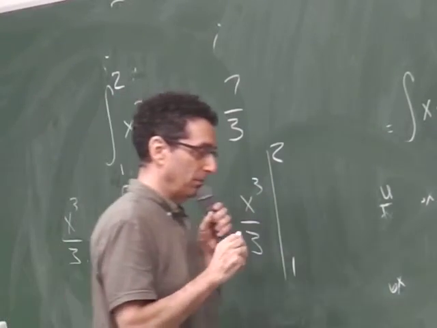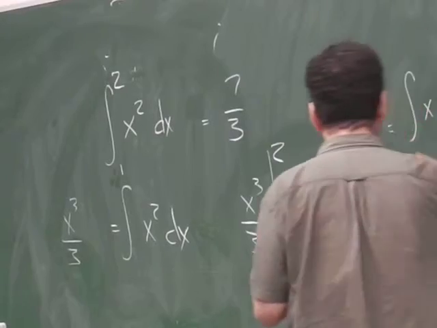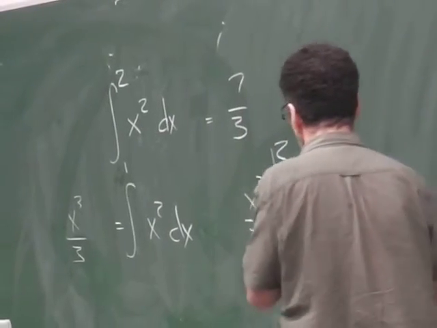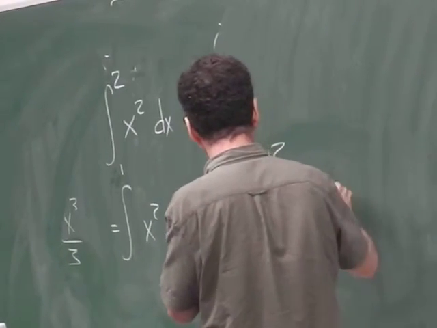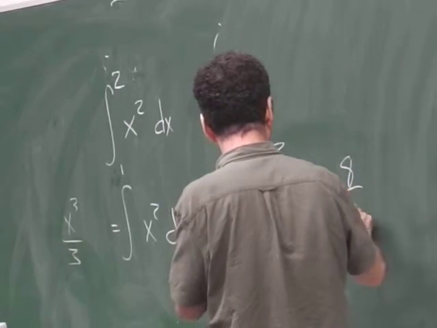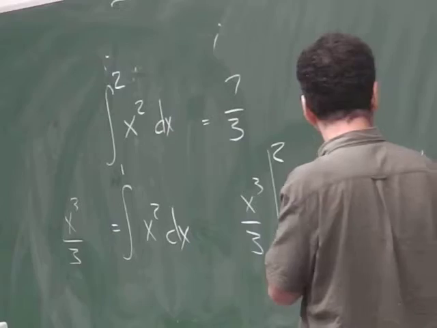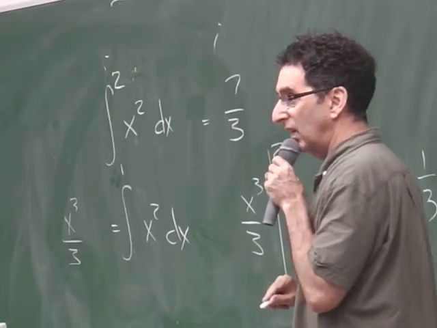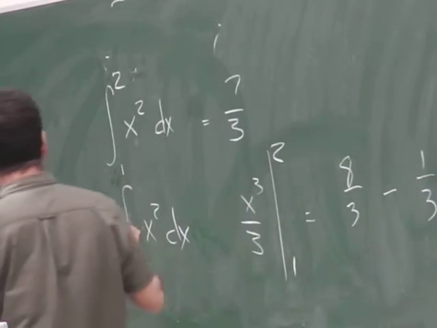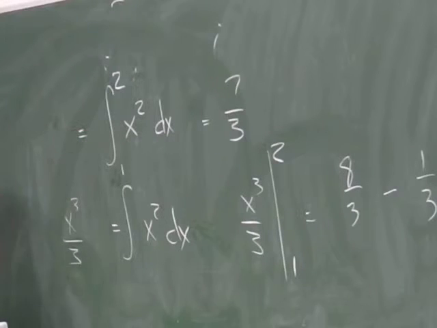So let's do that. So what do I get? 8 over 3 minus what? 1 over 3. So that's 7 thirds. Okay? Or if you want to rewrite it like this, you could say that this equals this.